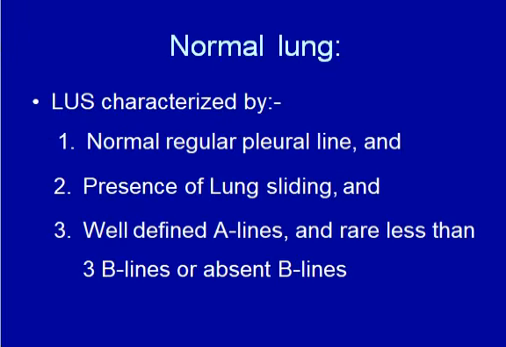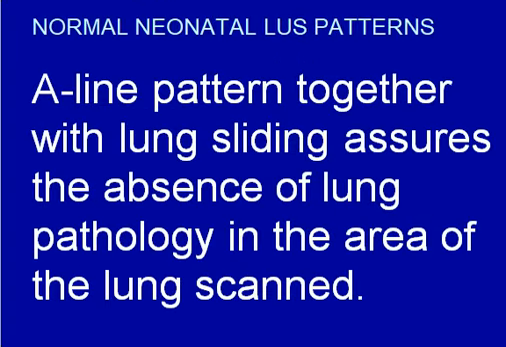The normal lung by ultrasound is characterized by a normal regular pleural line, presence of lung sliding, and well-defined A lines. There may be fewer than 3 B lines, or absent B lines. So any A line pattern together with lung sliding assures the absence of lung pathology in the area of the lung scan.